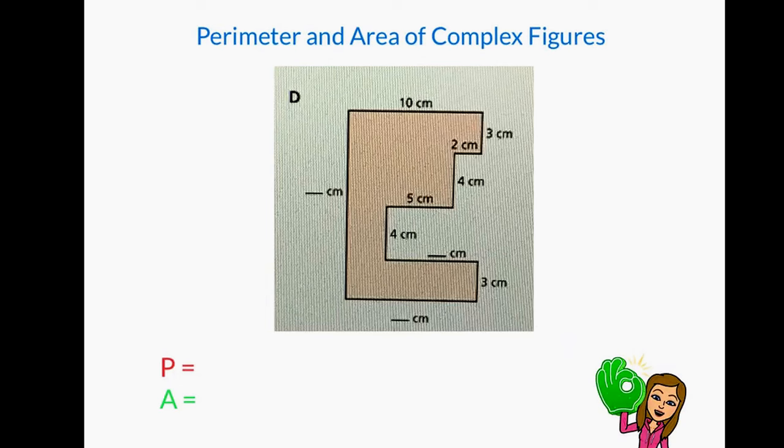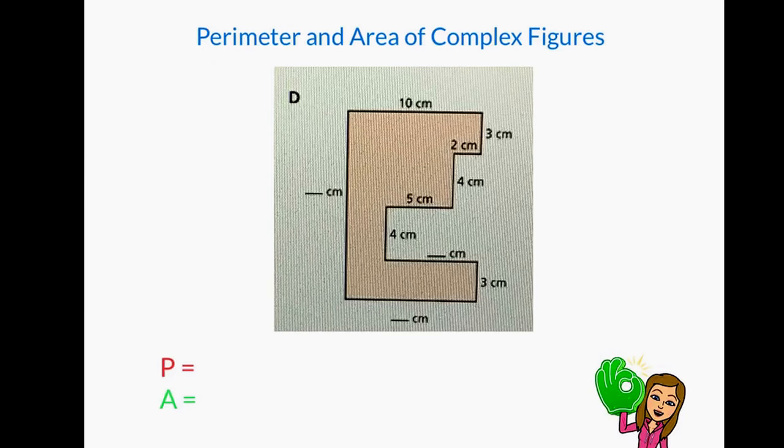We are ready for another complex figure. I'll walk you through how to solve this one, and after that, it will be your turn to try it. First thing I'm going to do is solve for perimeter, since that's the one that does take a little bit longer, so I need to add up the outsides.